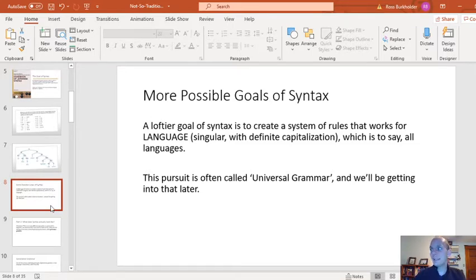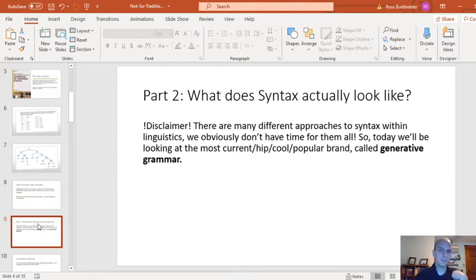We're going to talk about this later when we talk about the bigger picture implications of syntax and what it has to offer us. But keep that in mind as well, that while the primary goal of syntax is a system of rules for individual languages, there are people that yearn for more. And we'll talk about that at the end of today's lecture. All right, we're getting off it. Hopefully you know what the different goals are.